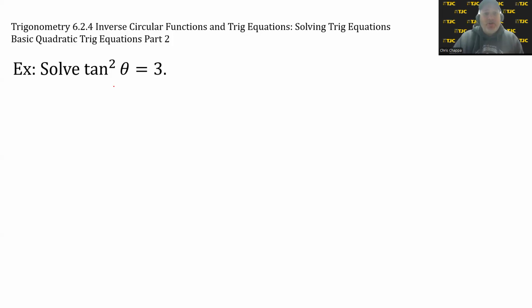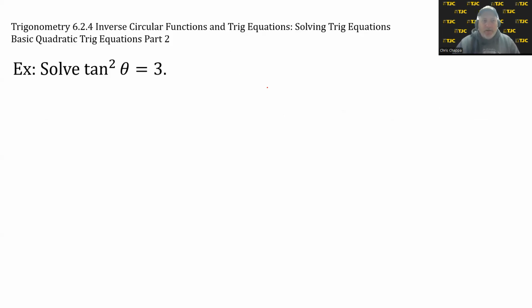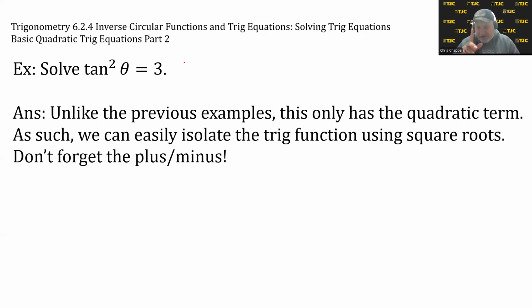All right, we're going to solve tangent squared theta is equal to 3. Now this is a basic quadratic trig equation. It's only got one trig function and it's squared. But unlike the previous one, it only has one term with tangent. Another technique for solving quadratic equations is, if there's only one term with the variable, or in this case the trig function, you don't need to factor or use the quadratic formula. Just start isolating the trig function like a basic linear equation.